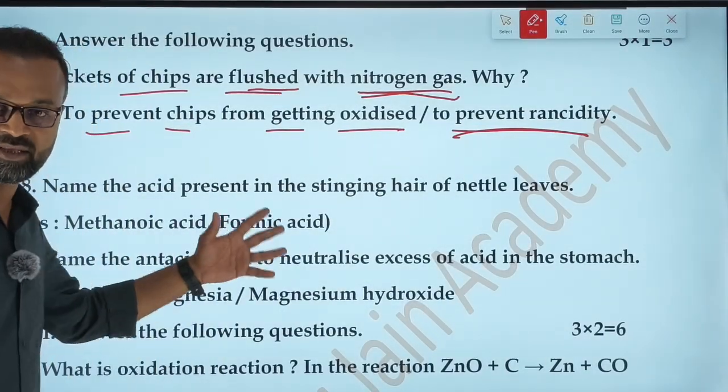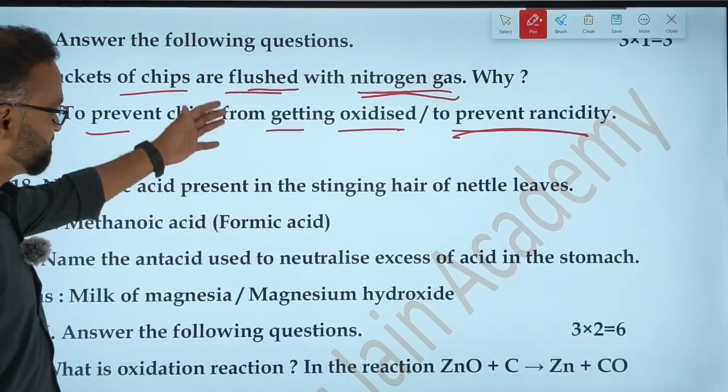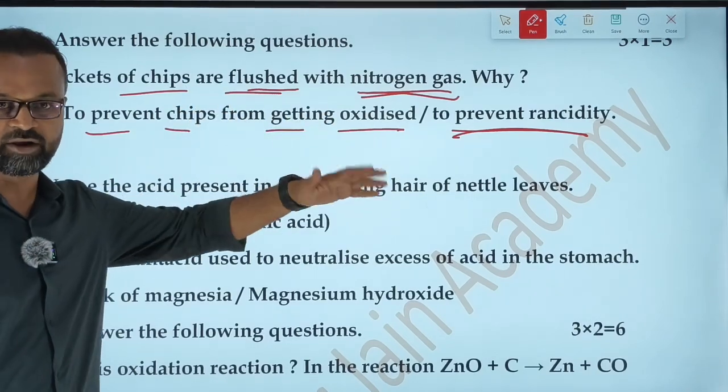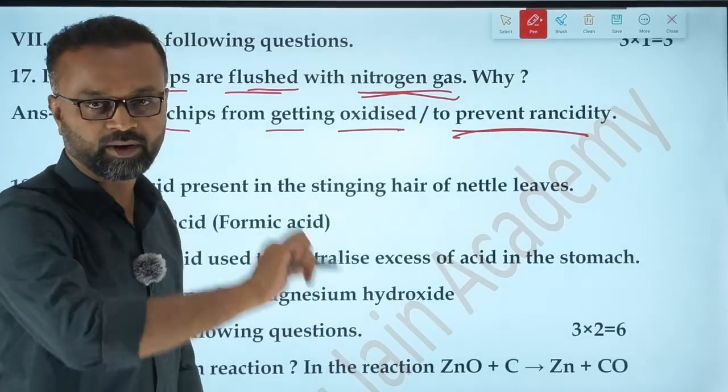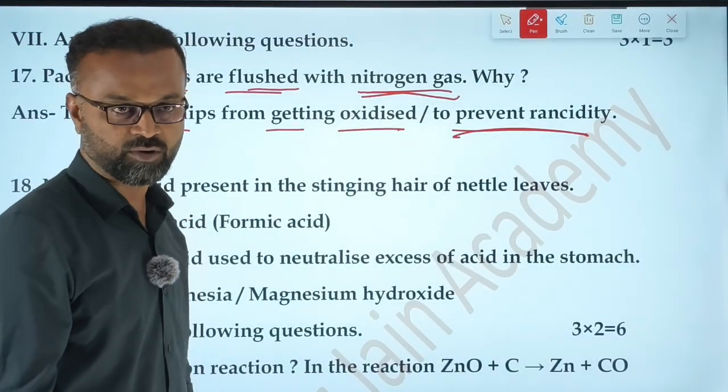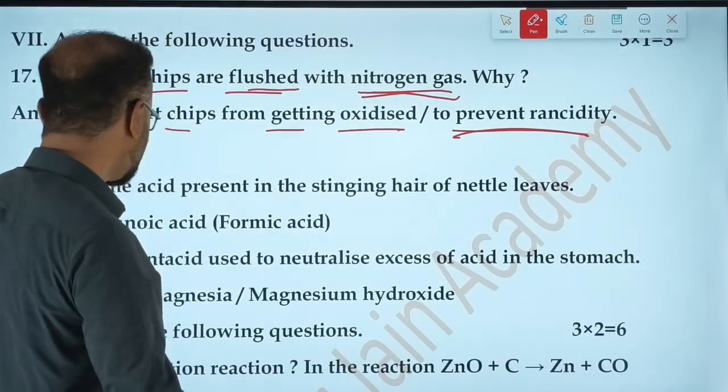Very simple. Sometimes they ask this question. If they skip it in the 1 mark questions, then they will ask it for 2 marks: what is rancidity and how to prevent rancidity? Yes, clear everyone? Very good.